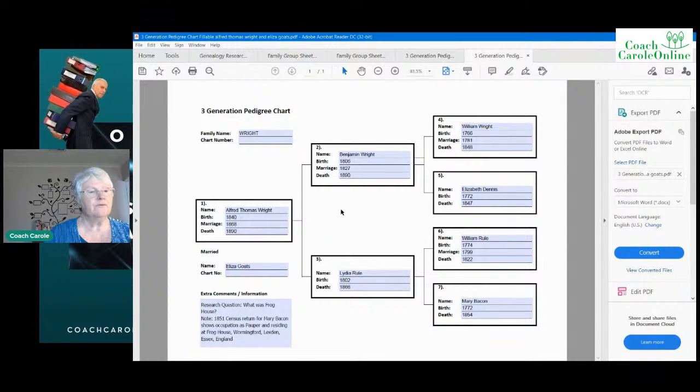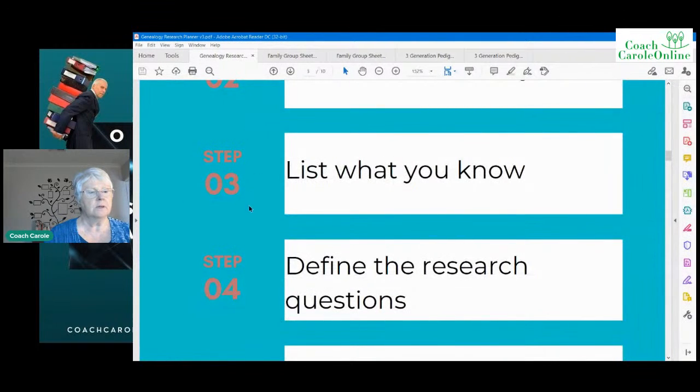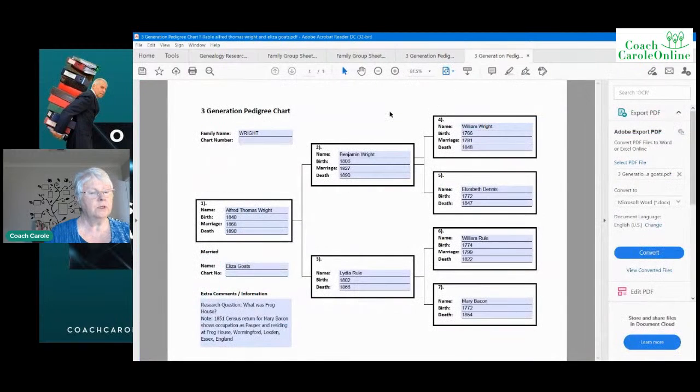It's a PDF fillable form that I'm using, and I'm focusing in on this particular tip here. For this 4th tip is how you can define or refine perhaps the research questions just by using a chart like the 3-generation pedigree chart. You can then save that and refer to it when you're doing your next piece of research.